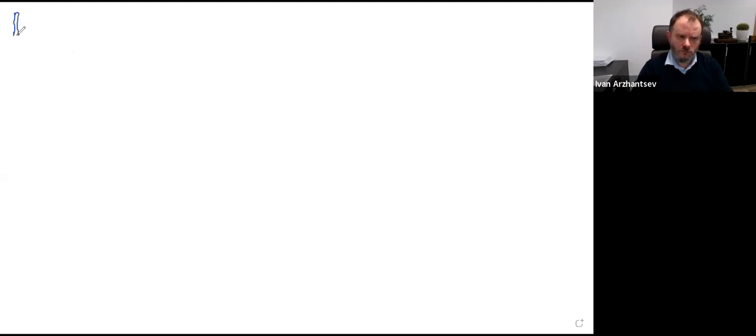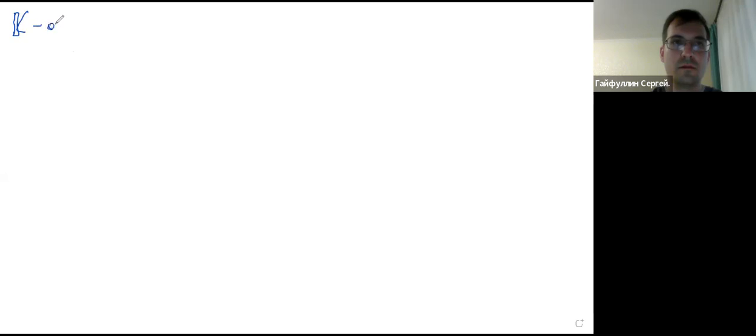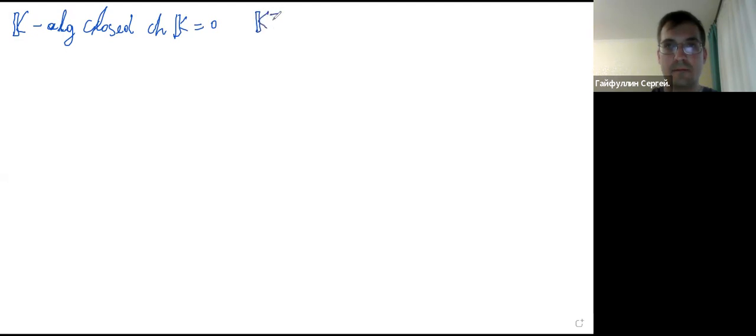on polynomial rings. So let me say that K is an algebraically closed field of characteristic 0. And let us consider a polynomial ring in n variables. Okay, we can consider a derivation of this ring. This is just a linear operator which satisfies the Leibniz rule.